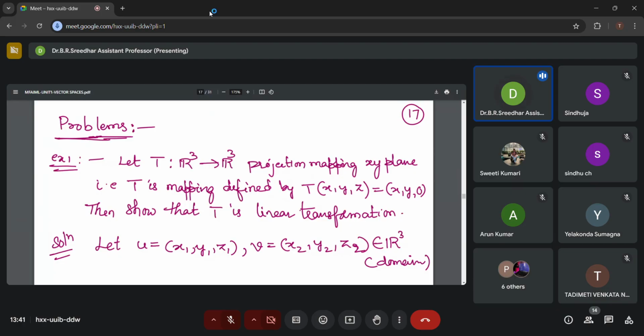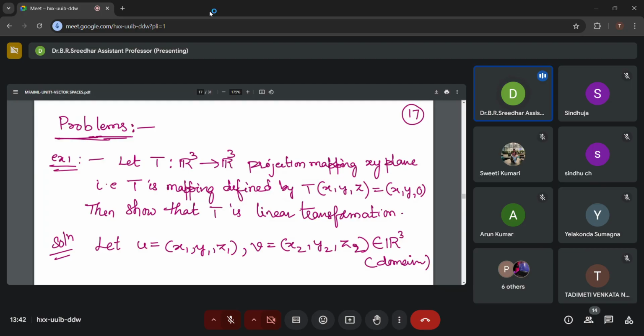You want to verify whether your mapping is a linear mapping or not. As you know, if you want to say that any function is a linear mapping, it should satisfy three conditions. So far I explained it. Number one is vector addition; it should be satisfied.